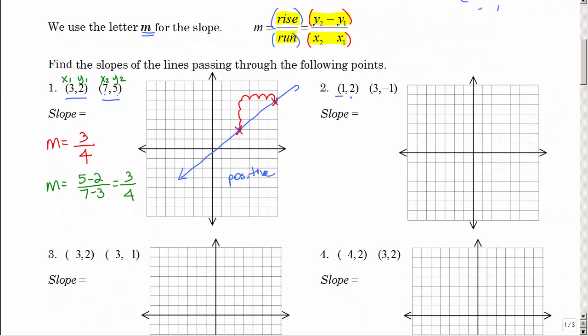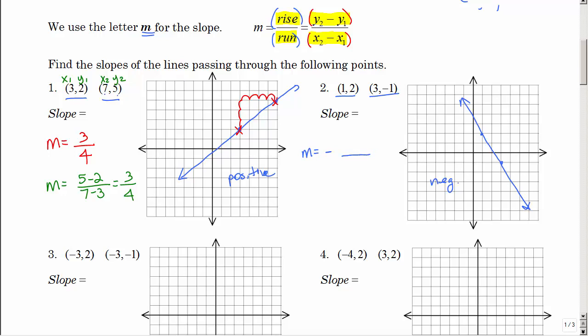Let's do it again. Let's plot the point, graph the line. Now what kind of slope is that? Remember, we're reading it from left to right, so we would be going downhill, so I know my slope is negative.